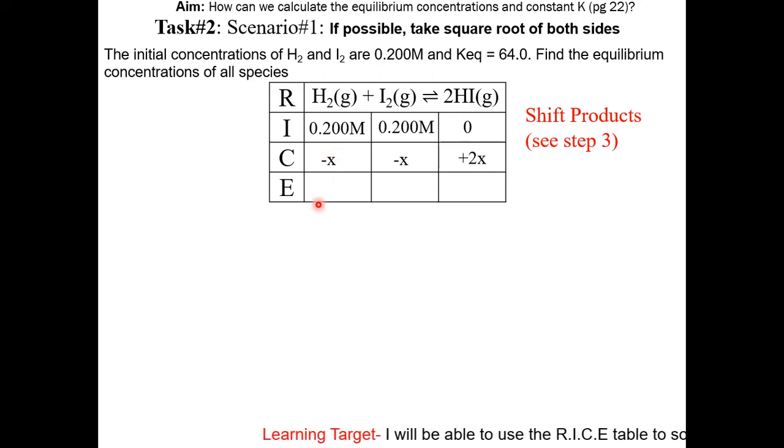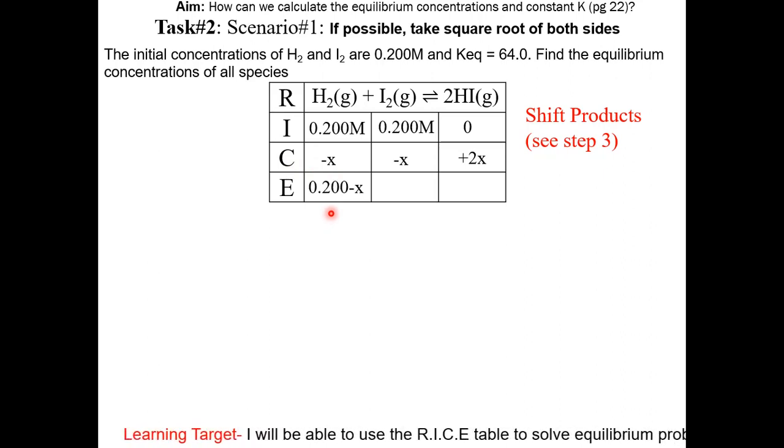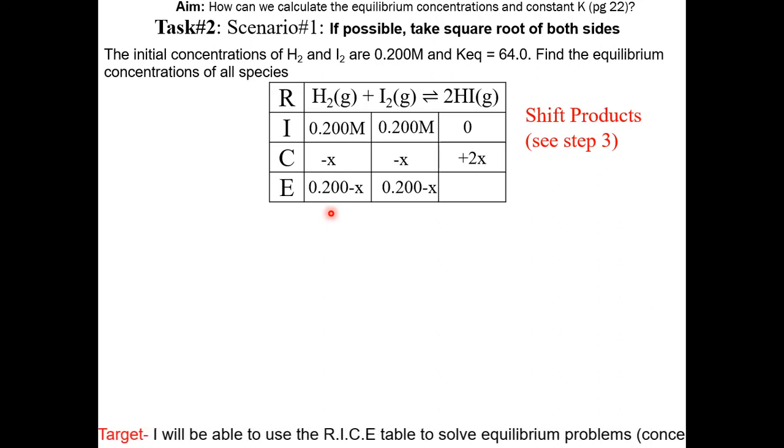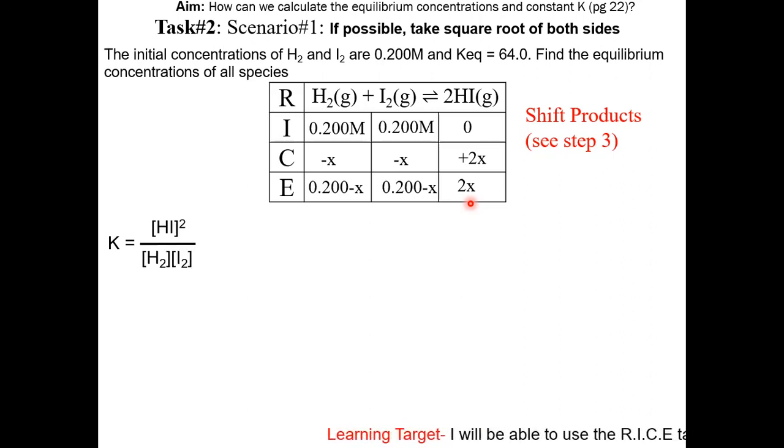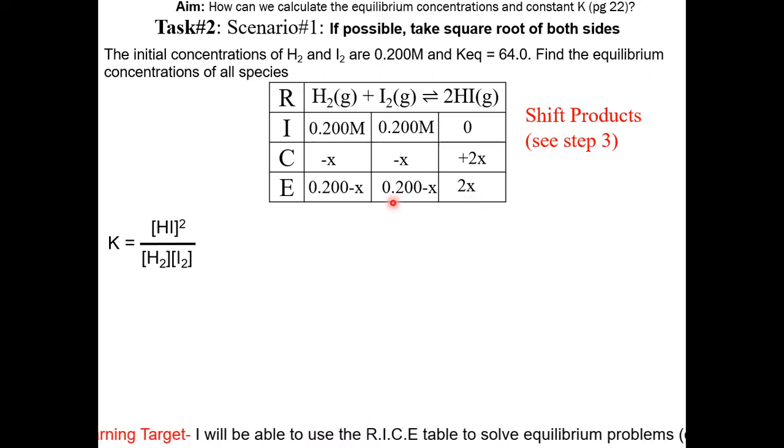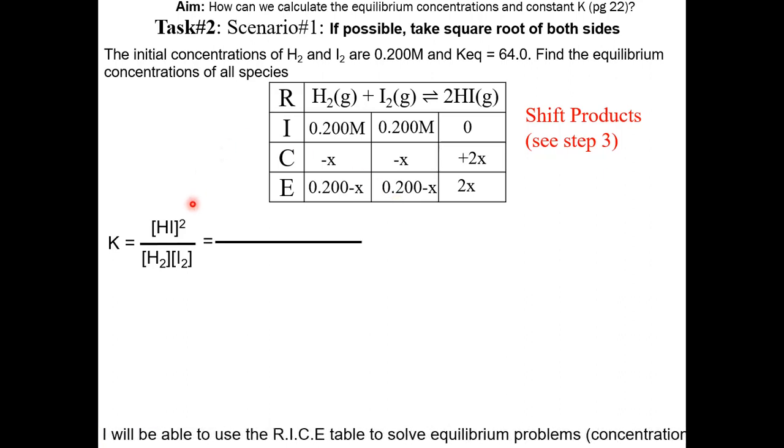To get the equilibrium concentration, we combine I and C. So for H2, it will be 0.2 minus X. For I2, it will also be 0.2 minus X. And for HI, it will be plus 2X. To figure out the value of X, we have to use the equilibrium constant equation. It is best to write it out. K is equal to HI squared over H2 times I2. We can now plug the equilibrium concentration into the equilibrium constant equation.